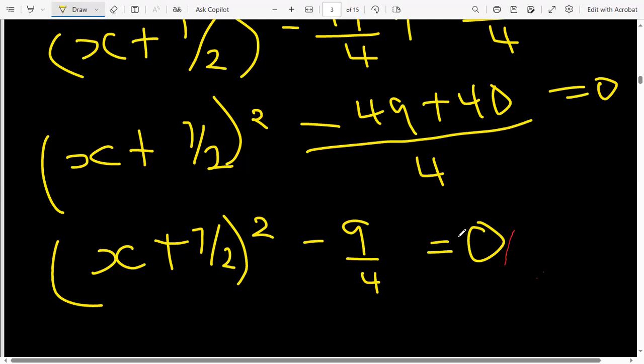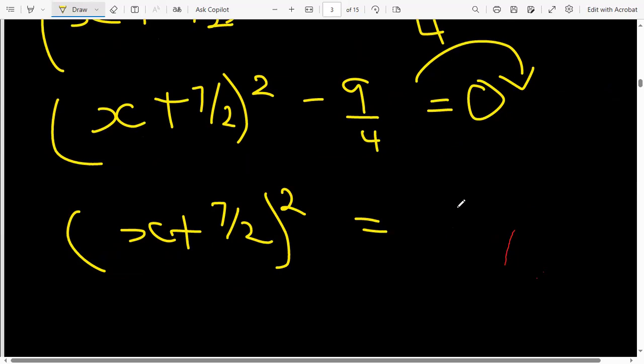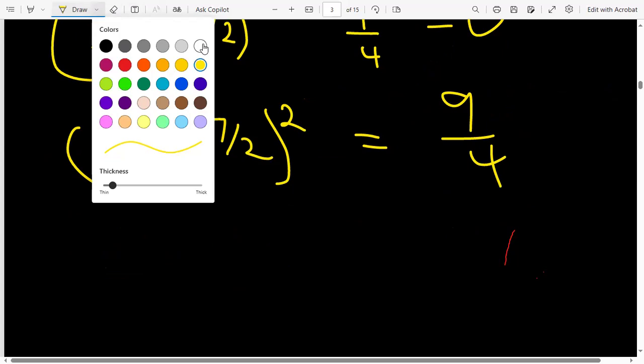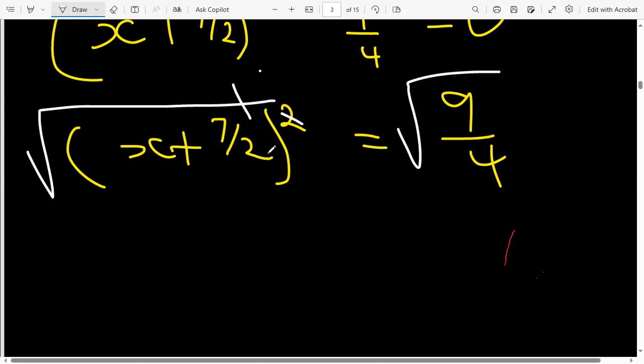To 0. But we see that I can take this minus 9/4 to the other side, so that it becomes x plus 7/2 squared is equals to 9/4. And once I reach here, remember my aim is to solve for this x. I'm just going to take the square root of both these sides. So I'll say the square root of this guy and the square root of that guy. Whenever I take the square root of this, it means this 2 and this square, they're going to cancel.